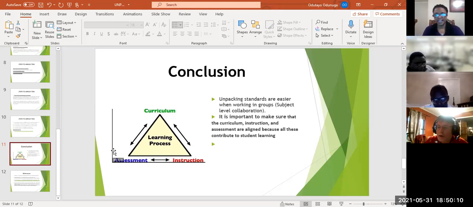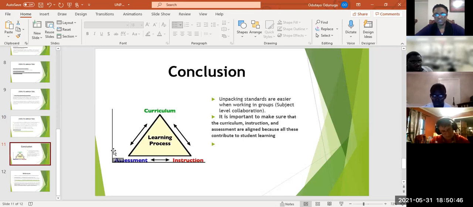So, conclusively, unpacking standards is easier when working in groups, as you can see, because we can interpret the standard in different ways. When you collaborate with other teachers that are teaching the same subject, you are able to see what they understand from the TEKS, brainstorm together as a group, and then do your lesson plan for that TEKS.